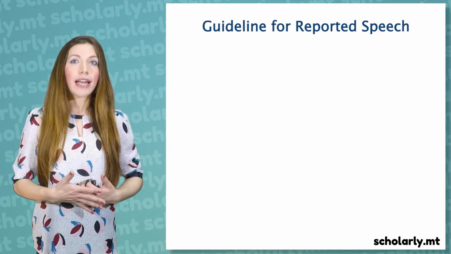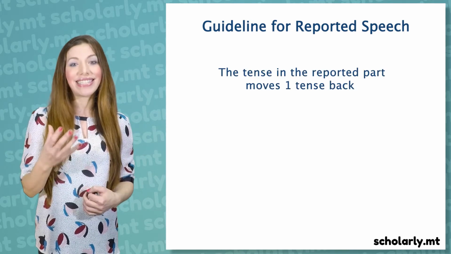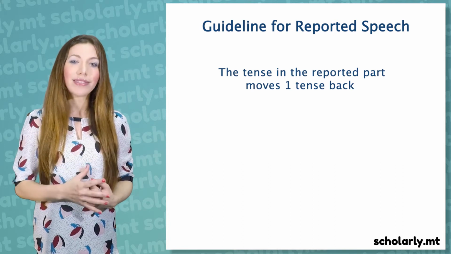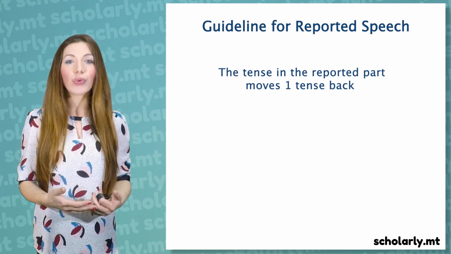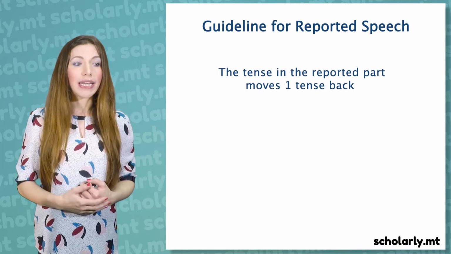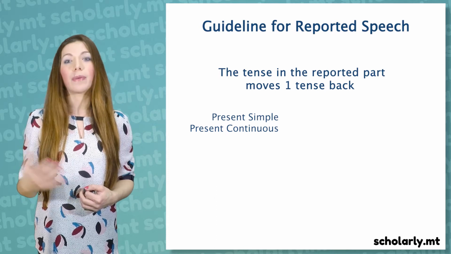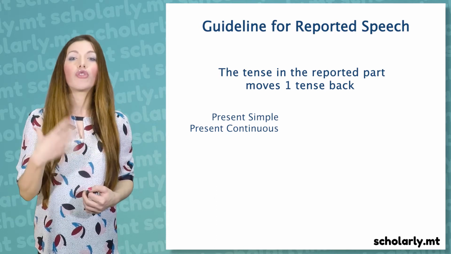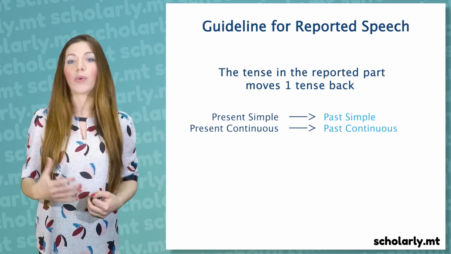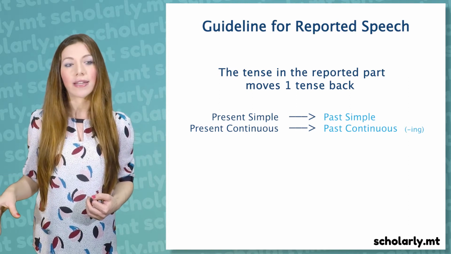A common guideline for reported speech is that the tense in the reported part moves one tense back. This is also called a backshift of the tense. So, for example, a sentence that was spoken using the present simple or the present continuous, when we are reporting that sentence, we would use the past simple or the past continuous, which is the verb in the ing.